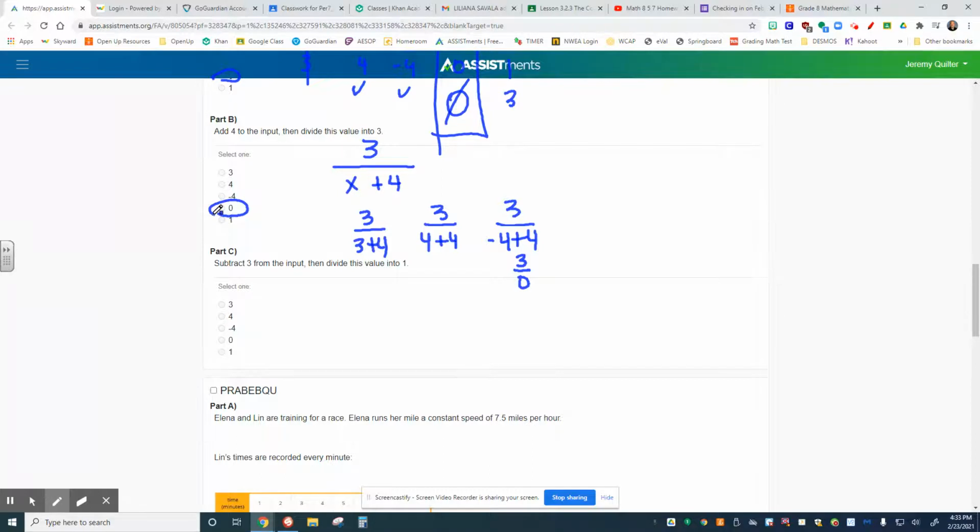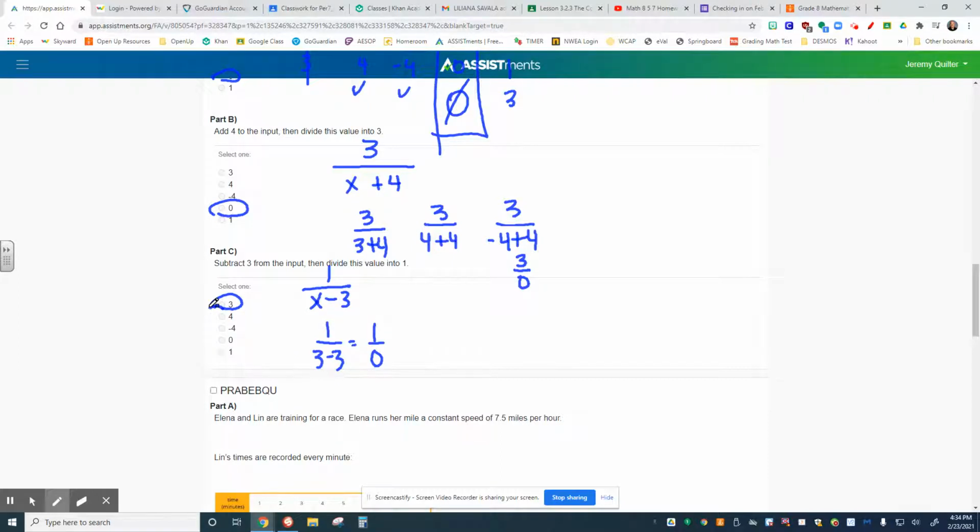Looking at the next one would be 3/5. So that's there. Letter C, it says subtract 3 from the input and then divide this value into 1. So with this one, what we're looking at would be 1 divided by 3 minus 3, which equals 1/0. And I think we already found the one that's not going to work right here because that comes out with an undefined. I just want to make sure though, if this one right here is 4, that would make this 1/1. If it's -4, it would be 1/7. If it's 0, that would be 1/-3, and then 1/-2. It definitely would be that first one.